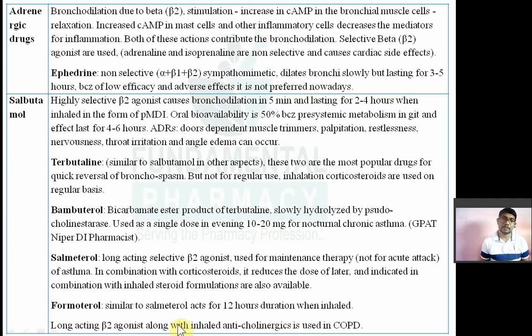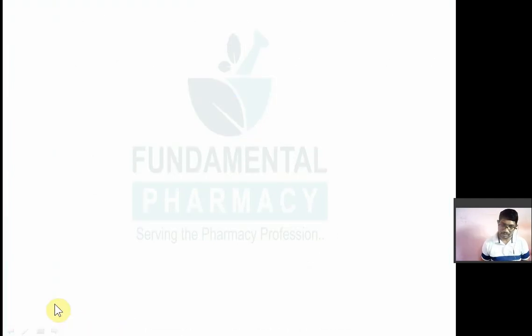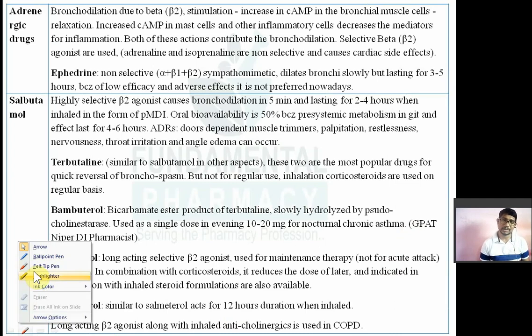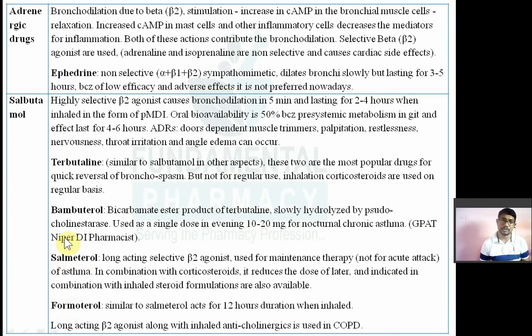The first class of drug used in asthma is known as adrenergic drugs or sympathomimetic drugs. We have seen the drugs acting on the ANS: sympathomimetic, sympatholytic, parasympatholytic. In that, we have also seen the different receptors: alpha 1, alpha 2, where is their location, what is the role? Beta 1, beta 2, beta 3, where is the location, what is the role?